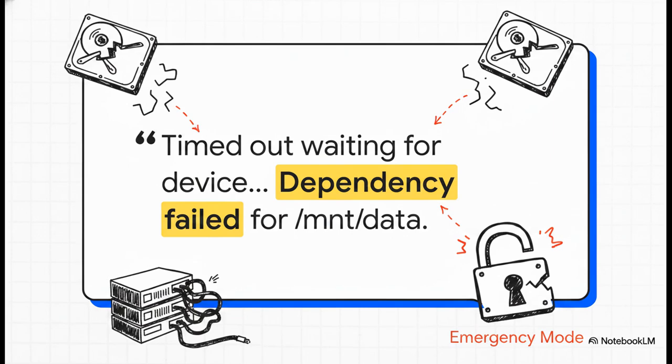And paging through that output, bam, there it is, a huge block of angry red text telling us the kernel was looking for a specific hard drive partition that it just couldn't find. It literally says dependency failed for /mnt/data. It timed out waiting for a disk block device. The server couldn't locate the storage it was explicitly told it needed to function, which of course triggered that protective emergency mode we just talked about.